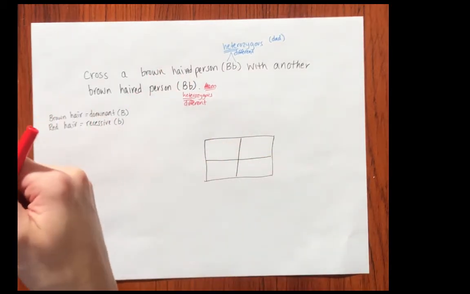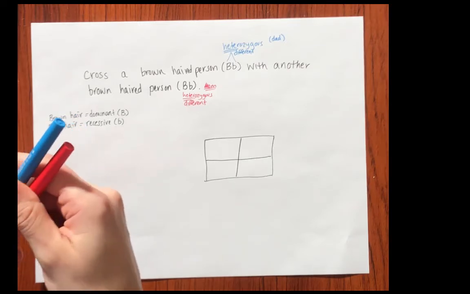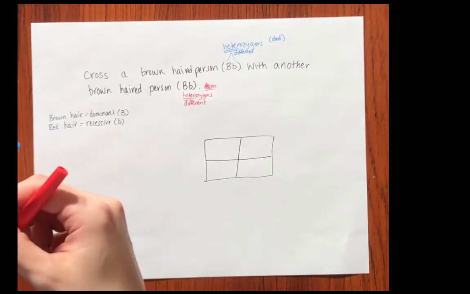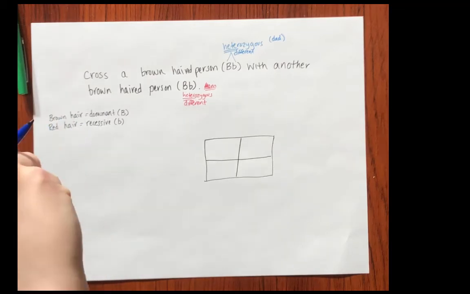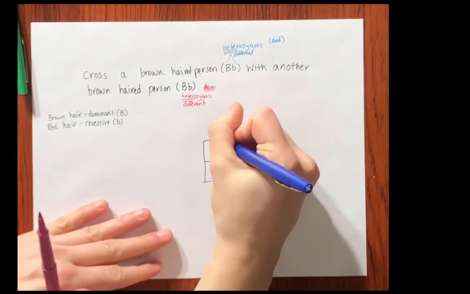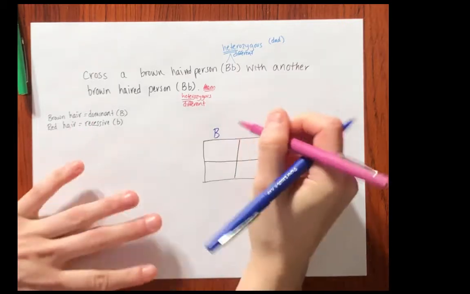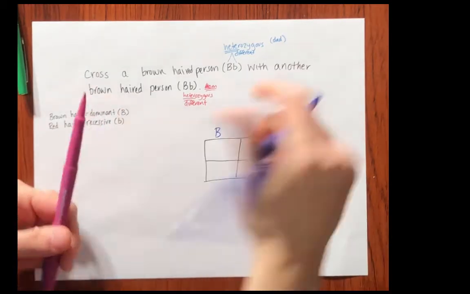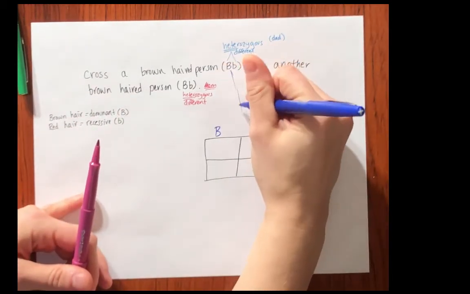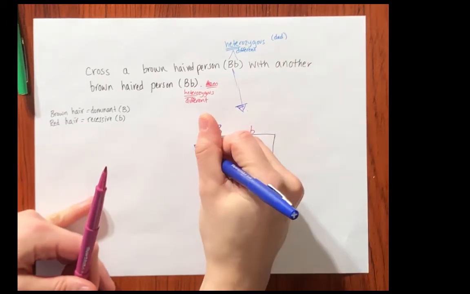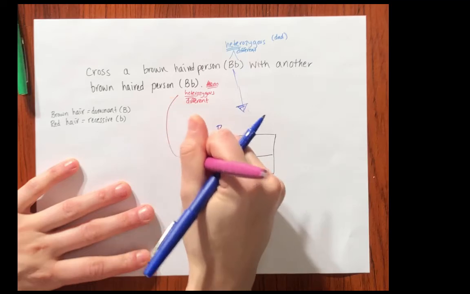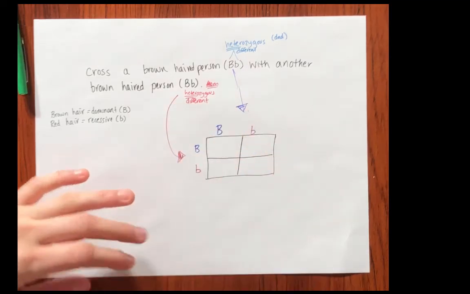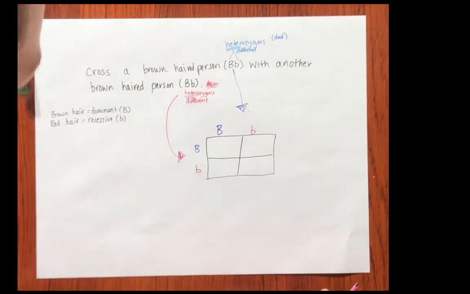So if I set this up, let's try to make it different colors so you guys can see the difference. We'll say big B, little b, and this is coming from this one. And then we'll go big B, little b. Again, these are the alleles. These are what genetically they're going to show.